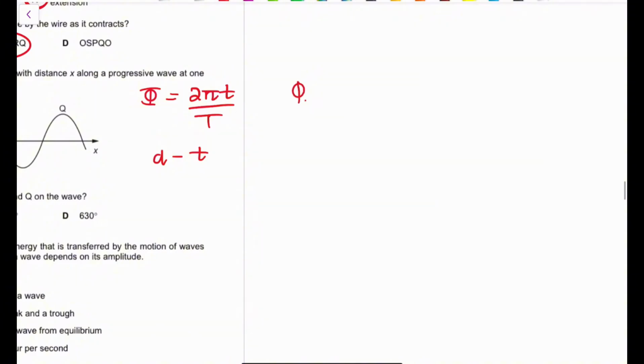So the value for phi is now going to be 2 pi times the value of x, divided by the value of lambda. So you ask yourself, you have two particles. What is their value of x? What is the difference between the length of those two particles? Then you have the value of lambda. You're going to ask yourself, what is my value of lambda? And once you have those two values, you can then find your value of phi.